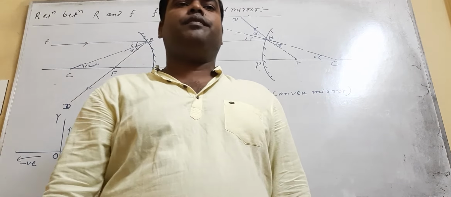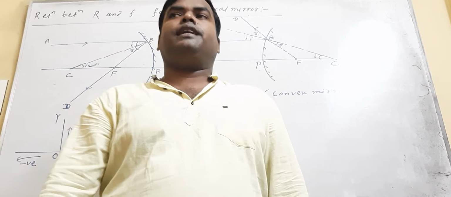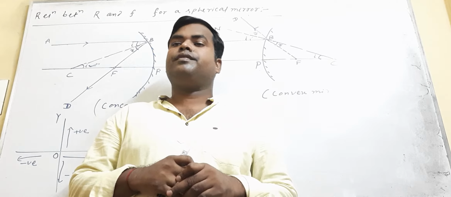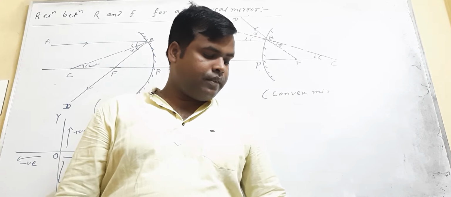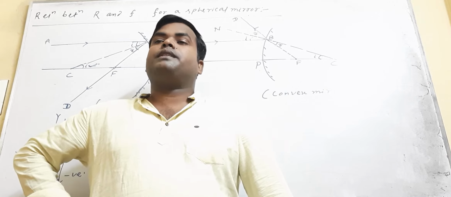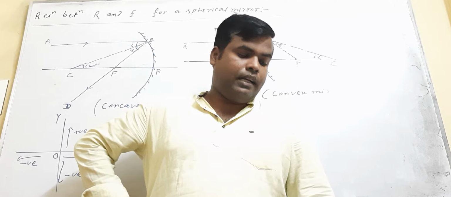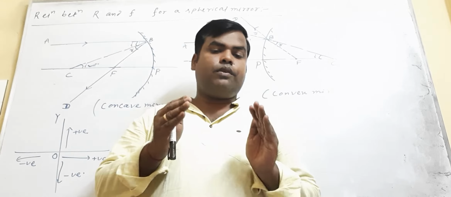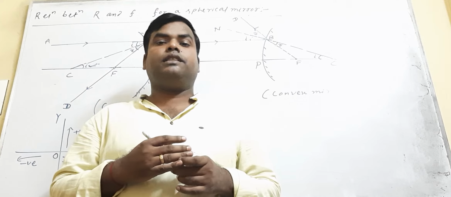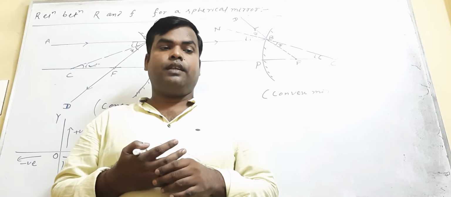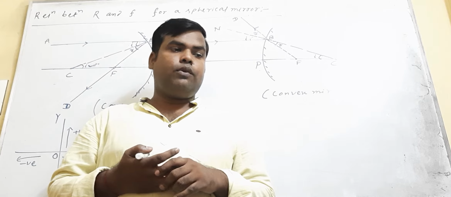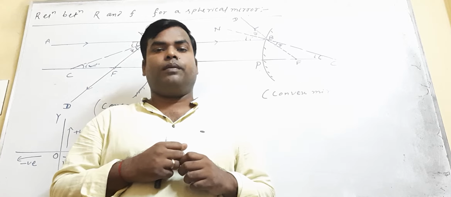Dear children, today we will derive the relationship between the radius of curvature of a spherical mirror and its focal length. You know what the radius of curvature of a spherical mirror is and what focal length is. Before deriving the relation, first we have to know the convention. In mirrors and lenses, we use the Cartesian convention.